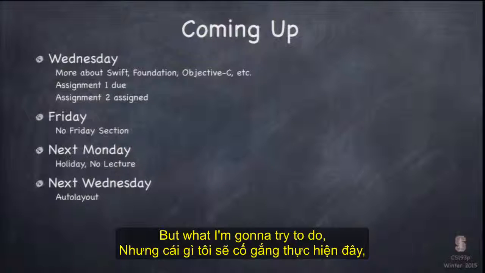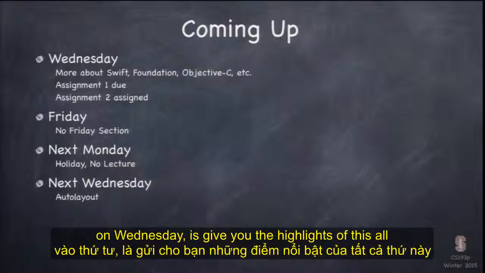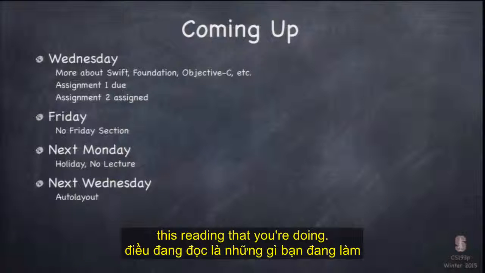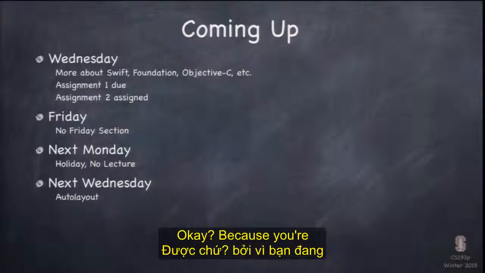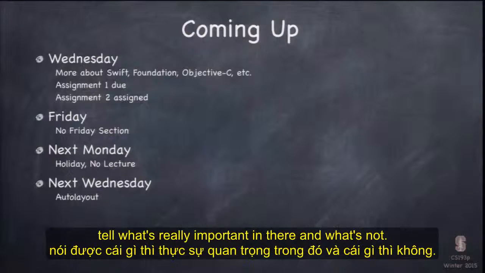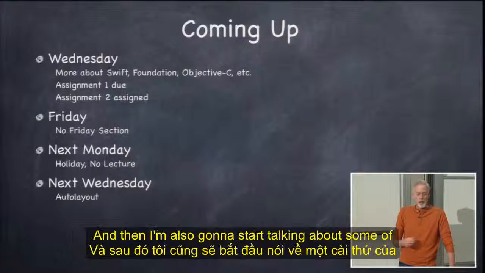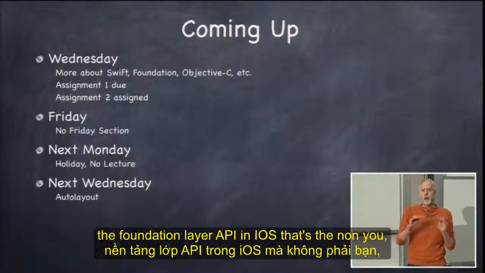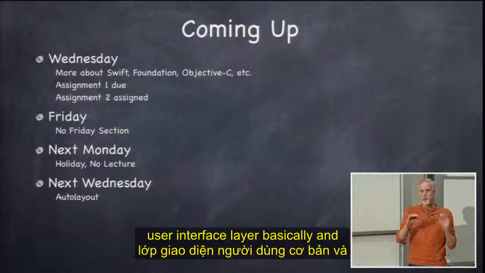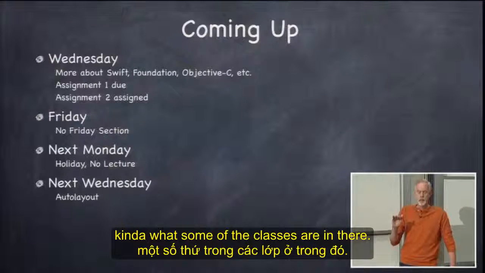But what I'm going to try to do on Wednesday is give you the highlights of all this reading that you're doing. Okay, because you're reading a lot of stuff, and it's sometimes hard to tell what's really important in there and what's not. So I'm going to kind of give you the highlights, so you can get an idea of what's important. And then I'm also going to start talking about some of the foundation layer API in iOS. That's the non-user interface layer, basically, and kind of what some of the classes are in there.